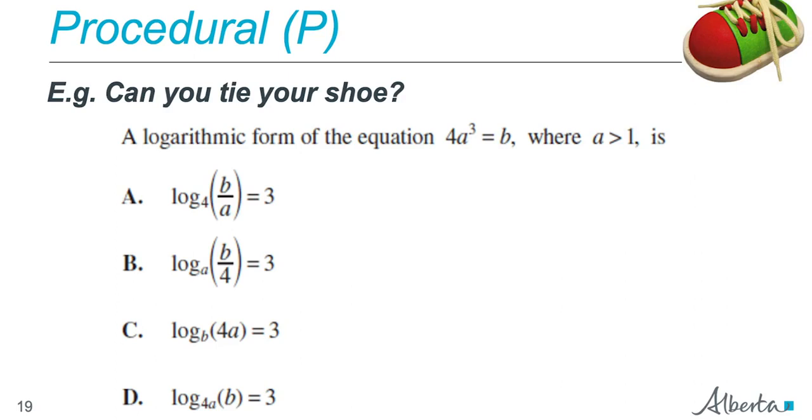Here's an example of a procedural question. We equate this to, can you tie your shoe? We have tied our shoes so many times in our lives that we don't even need to think about it. We can just do it, most likely using our muscle memory. In this example, students are required to convert an exponential equation to logarithmic form. This is a familiar and straightforward process that students recognize and can execute, thereby being procedural.